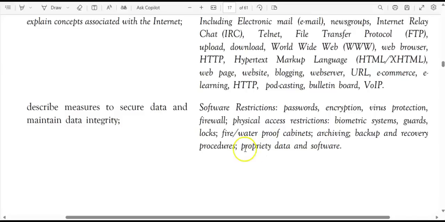All right, but the syllabus says we are to describe, so we are going to see if we can look at about 4 of these. Now, the first measure that we are going to look at that is used to secure data and maintain data integrity is encryption. Encryption is the process of converting data into a coded format that can only be read by someone with the correct decryption key.